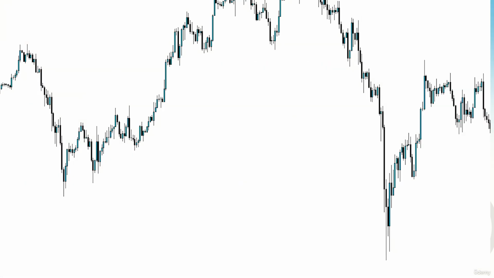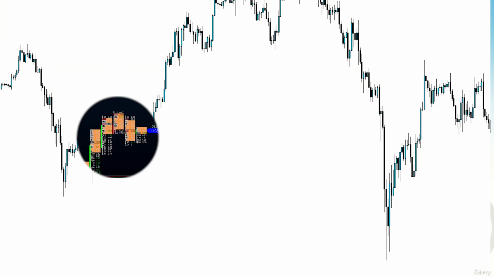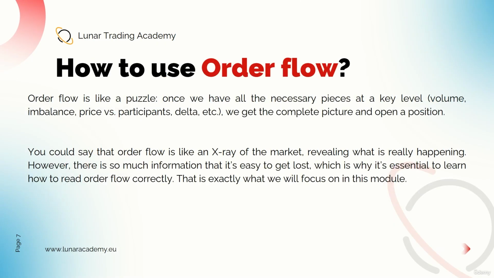You could say that order flow is like an X-ray of the market, revealing what is really happening. However, because order flow provides a lot of information, it's easy to get lost. That's why it's important to learn how to read order flow correctly and how to use it effectively. And that's why we are here.